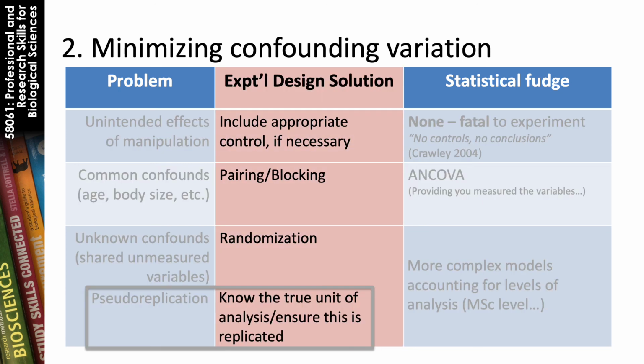So what we're going to do now in the next couple of videos is to go through in detail some of the ways which you can use your experimental design to minimize confounding variables, talking about controls, talking about pairing and blocking, talking about randomization. So I will see you in the next video.